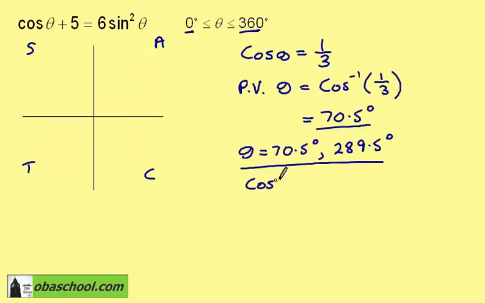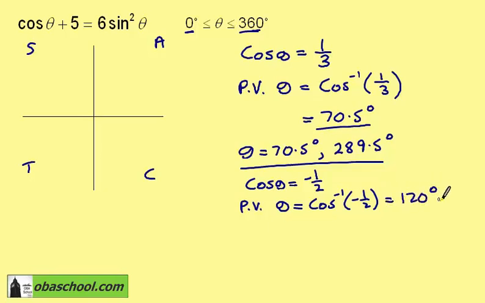Now considering the other solution, cos theta is equal to minus a half, the principal value for this one is the inverse cosine or shift cosine on the calculator of minus a half, which is 120 degrees. We can locate that here on the CAST diagram, and since it's a negative value for a cosine, the other value will be here.